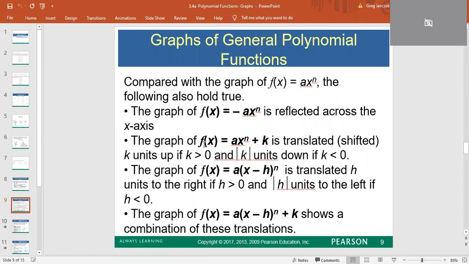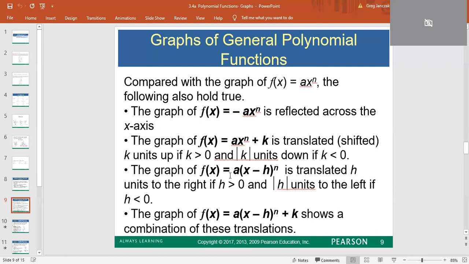And then the next line, f of x equals a x to the n plus k. So you're going to write a x to the n plus k. It shifts up. So when you get a plus something, it shifts it up. Well, we already went over positive and negative graphs and even and odd, but we did not look at up or down. So let's look at an example of that real quick.